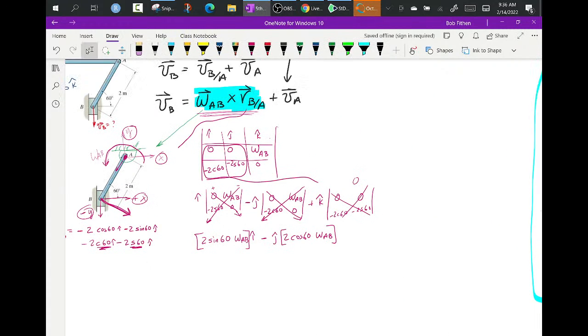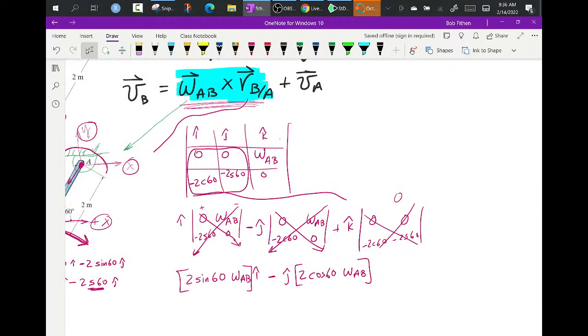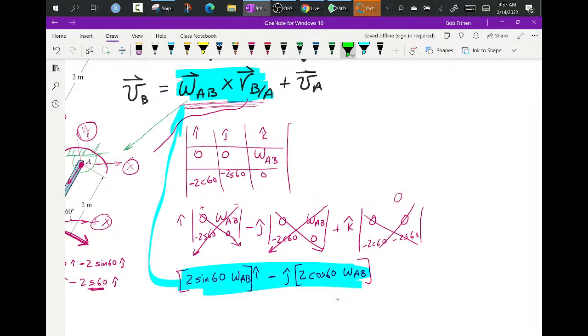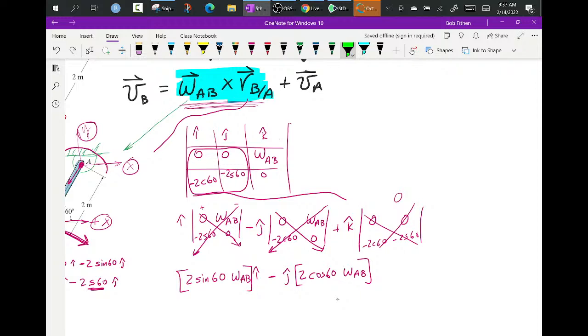So I'm looking at this as a result. This is my result of a cross product between those two. So therefore, if I were to dot this vector with either this or that, I should get 0. Okay, so let's do that.